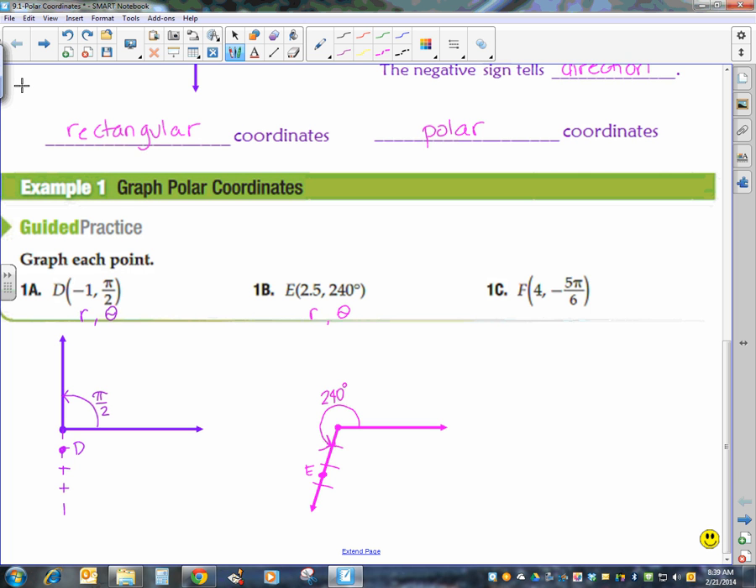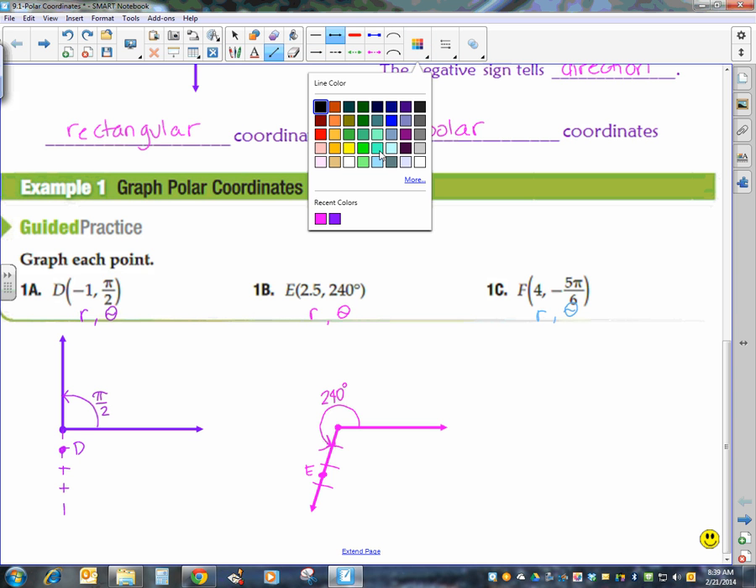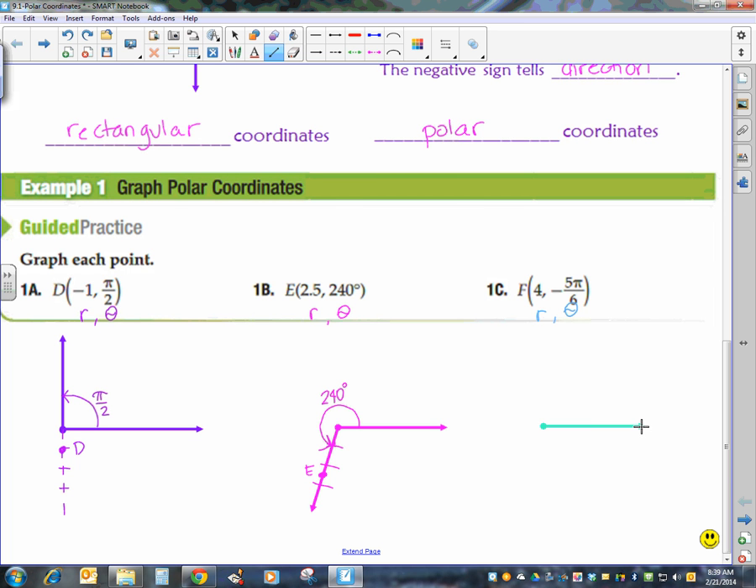Okay? And again, so let's go do F this time. So we had a negative R, positive theta. We had a positive and a positive. And now we have a positive R and a negative theta. So hopefully you remember how to draw that. Always starting with our positive x-axis, negative 5 pi over 6 is going to be just before negative pi, so it's going to be just a little bit before, which is going to be about right there.